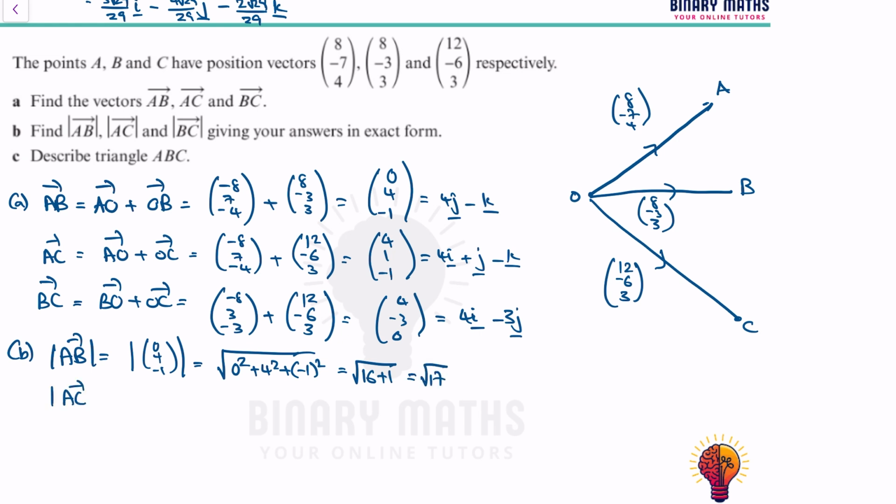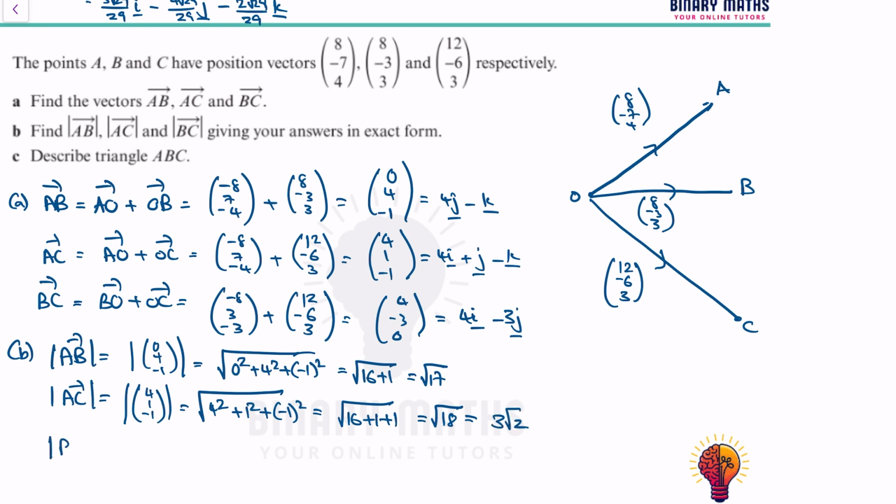The magnitude of AC is equal to the magnitude of (4, 1, -1), which is the square root of 4 squared plus 1 squared plus (-1) squared, which is 16 plus 1 plus 1, which is root 18, which is 3 root 2.